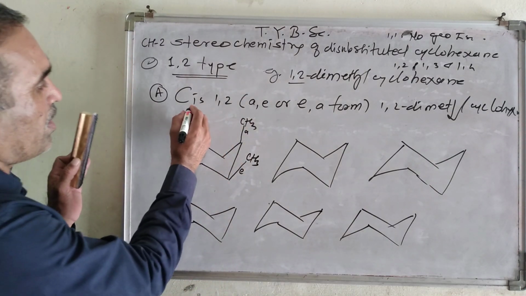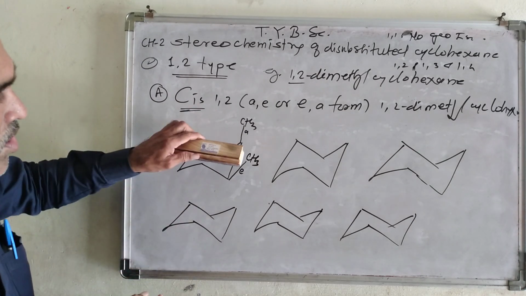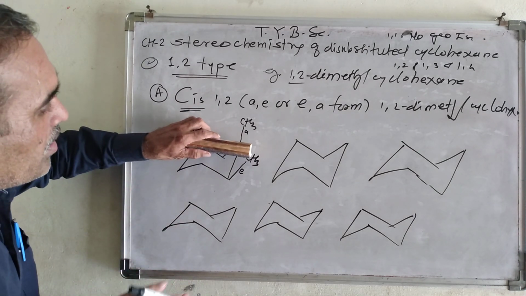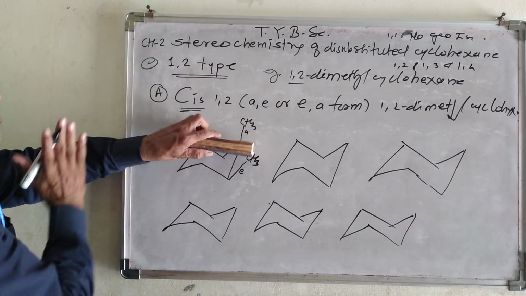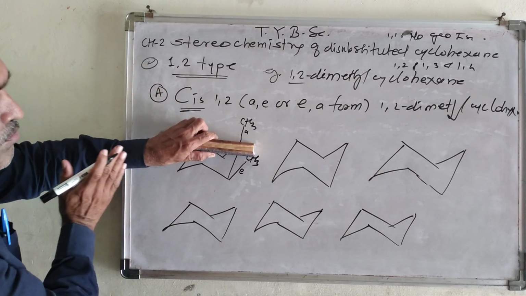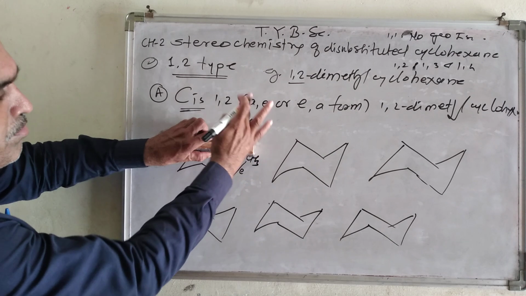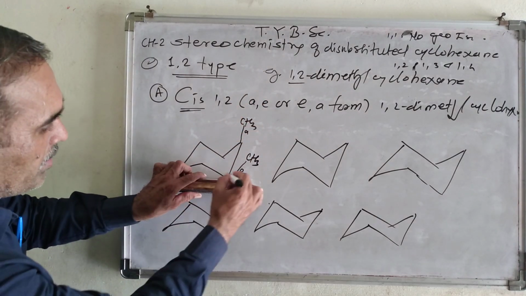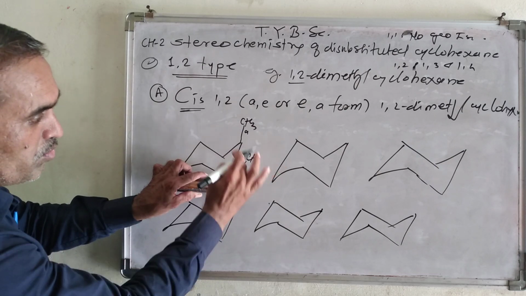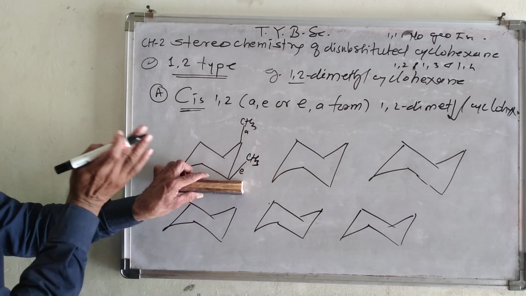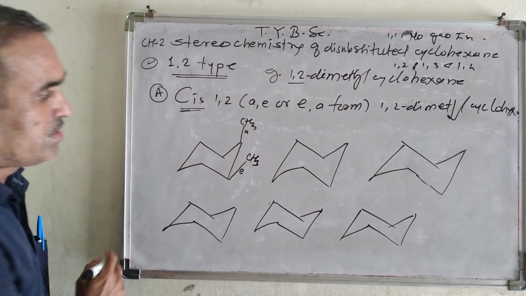And look at why I am calling it cis, because both methyl groups are present on the same side of the general plane. If I put the duster here, that methyl group is above the plane. Again, putting it exactly at that corner, this methyl group is also above the plane, and therefore it is cis.